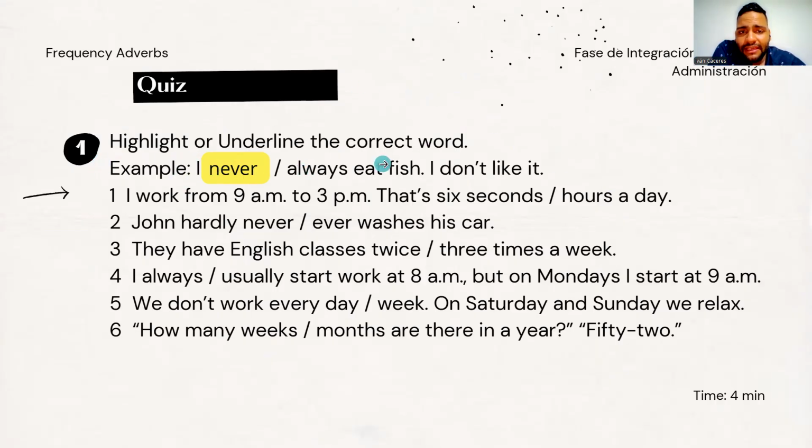I never eat fish, I don't like it. So how do we know that the answer is never? Because it says, I don't like it. If it said, I liked it a lot, then it would be, I always eat fish because I like it a lot.